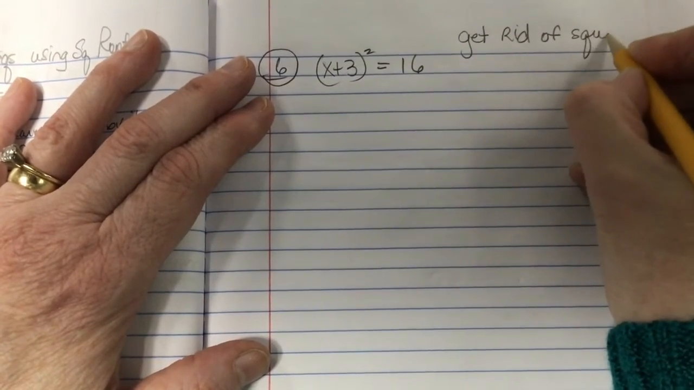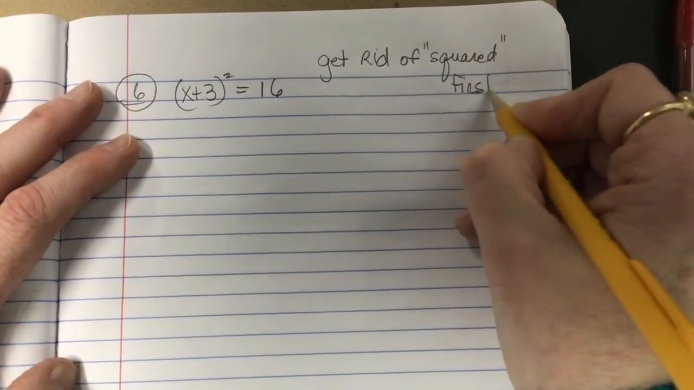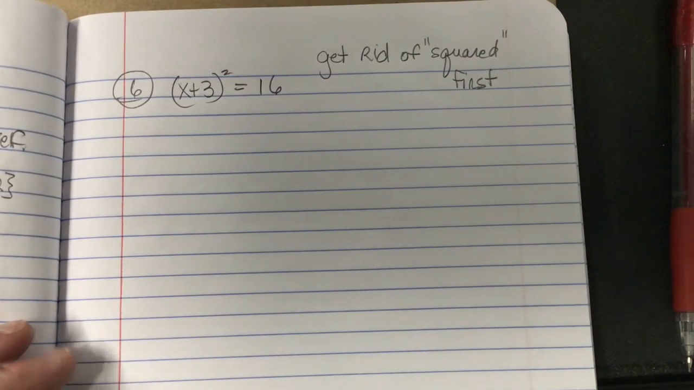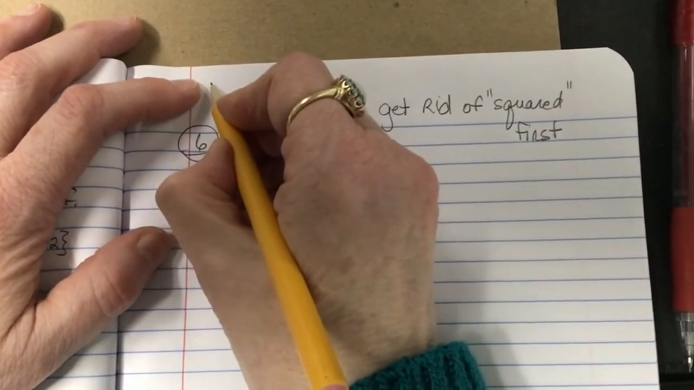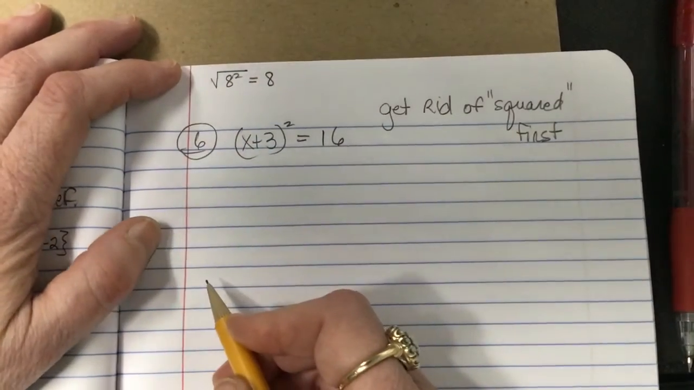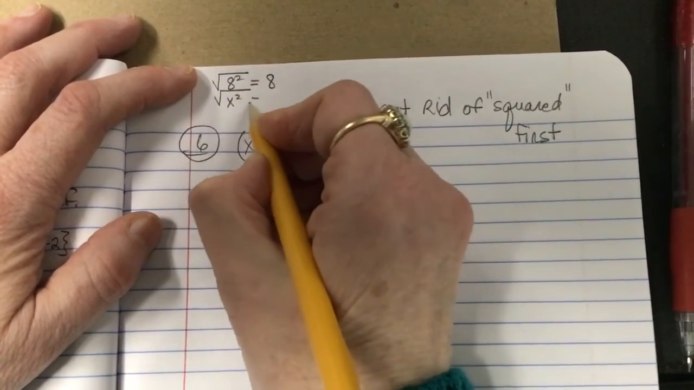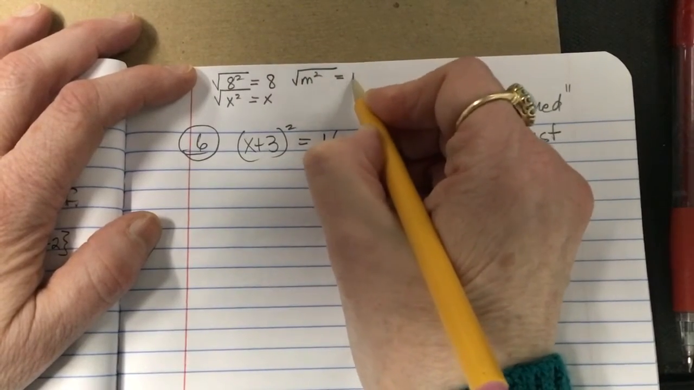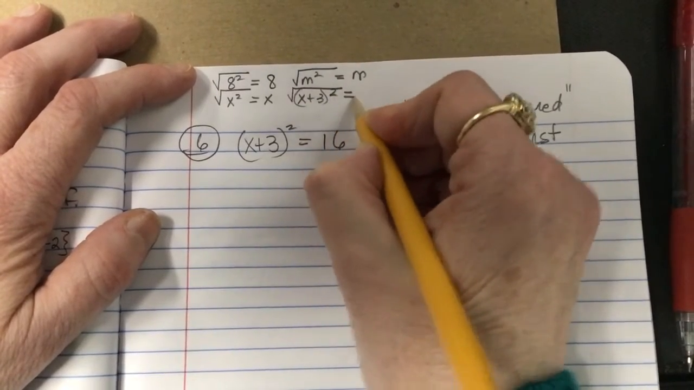Let's do this. Now, before I do that, I need to go over to the side. We can do it actually up here at the top. Do you agree we kind of have to review something? Do you agree that the square root of 8 squared is 8? Is that true? Okay. So what's the square root of x squared? We just did that. x. What's the square root of m squared? m.